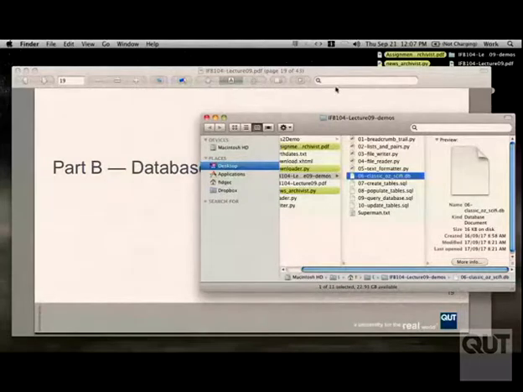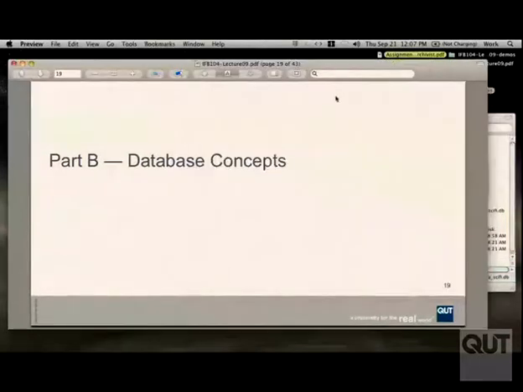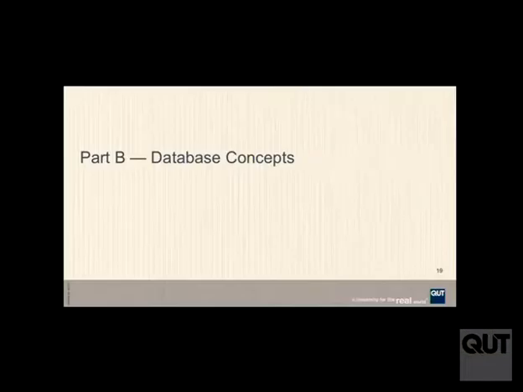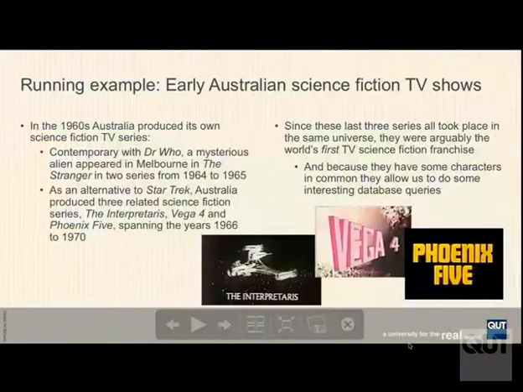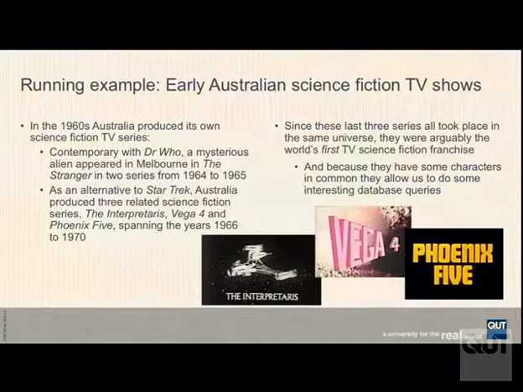And it's called Classic Oz Sci-Fi for a reason, because some people are very eccentric and have an interest in weird things like old TV shows. You would never have guessed that in the 1960s Australia produced its own science fiction series. Instead of Doctor Who and Star Trek, we had Phoenix 5, the Interpretaris, Vega 4, the Stranger, all sorts of stuff. Very hard to find on the internet these days. You can get copies of Phoenix 5 episodes from YouTube, but I've never managed to track down a Vega 4 or an Interpretaris. Why do we care?